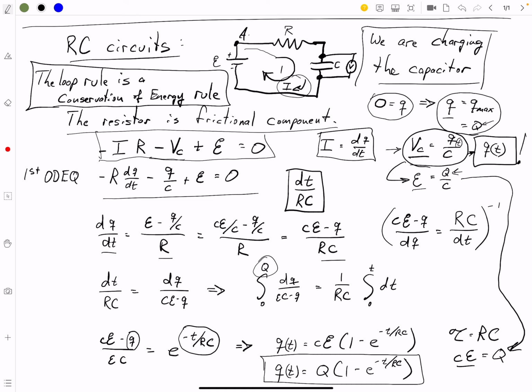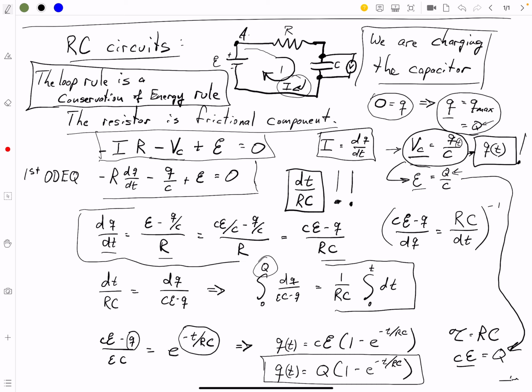So now we've got this first order differential equation. What do we want? We want dt over RC. Why do we want it that way? Because we're going to do an integral. That's why. If we get dt over RC, because of the nature of our equation, we're going to solve for dQ/dt first.